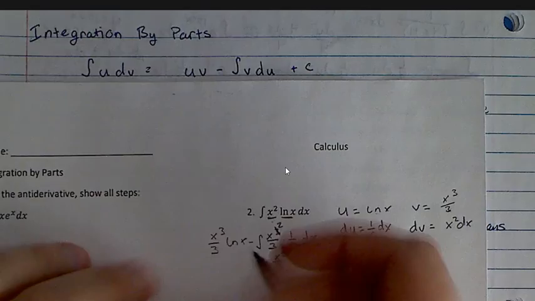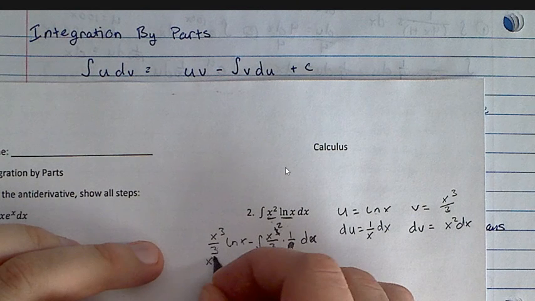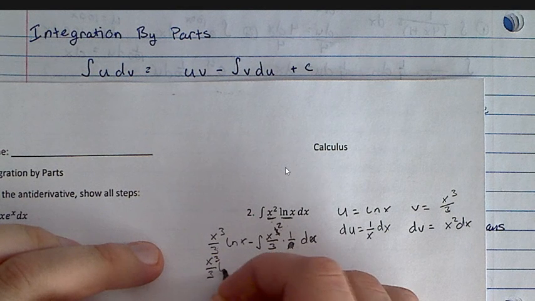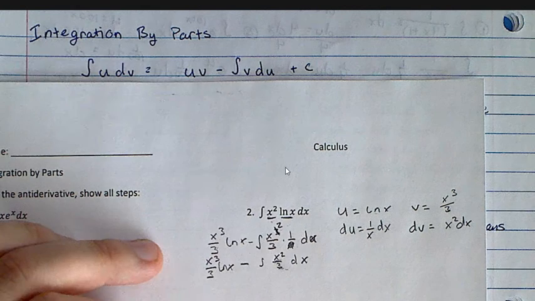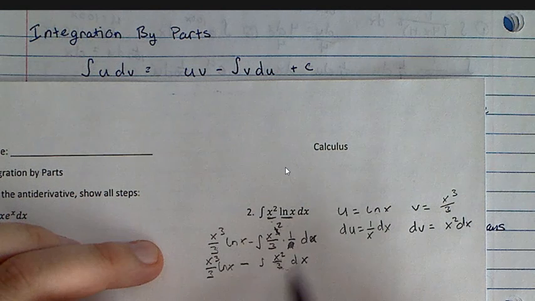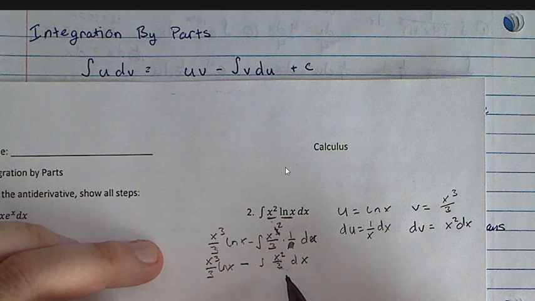And then all of this over here is still there. x to the third over 3 ln x minus all of that. Now I can just integrate this part right here, can't I? No, because it's x to the second, not the third. Yeah, I can integrate it still, though.